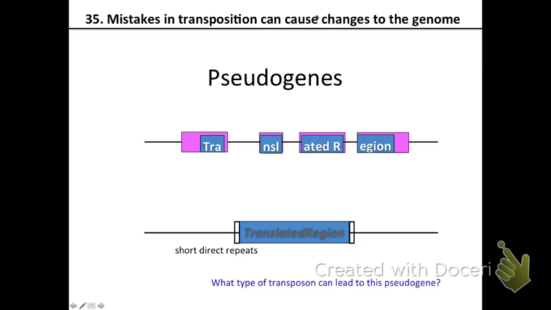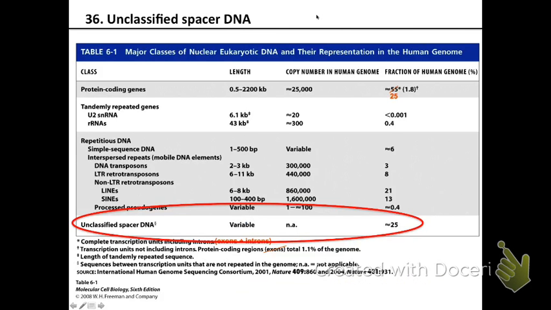All right. So the repeats make up a huge portion of our genome, and there is another class of DNA, which makes up about 25% of the genome, that we call unclassified spacer DNA. So a lot of the research now after human genome sequencing is trying to figure out what is in this unclassified spacer DNA. We know that there's a lot of regulatory information. That is, the enhancers are there.